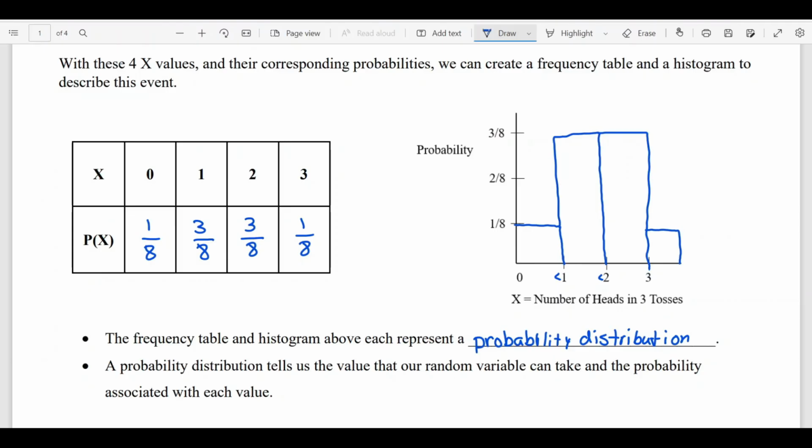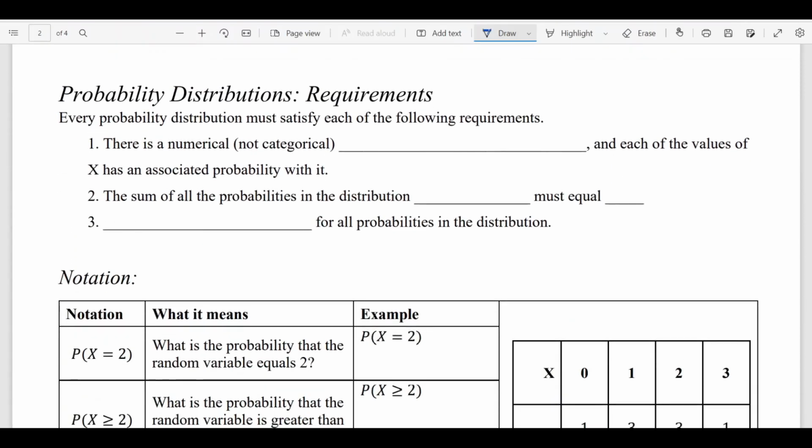Okay? So talking about probability distributions in general, there are a few requirements, or things that must be true, in order to have a valid probability distribution. The random variable is a numerical random variable X. Most of the time it's called X, but you'll also see other capital letters used, though we use X a lot. But it's a numerical outcome. It is not categorical, okay? And each of the values of X has an associated probability with it.